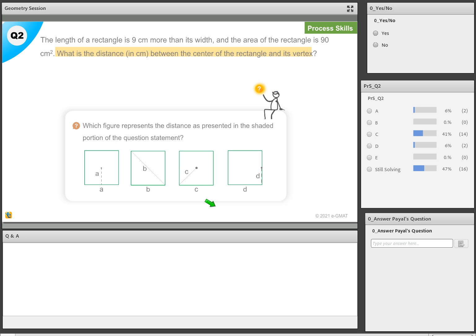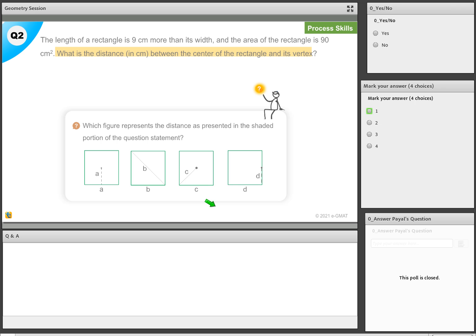So when you look at this question, let me ask you: which figure represents the distance as represented in the shaded portion of the question statement? Let's answer this question here. I'm going to show you the poll. Tell me which figure represents what is being asked. Absolutely, choice number C. Good.